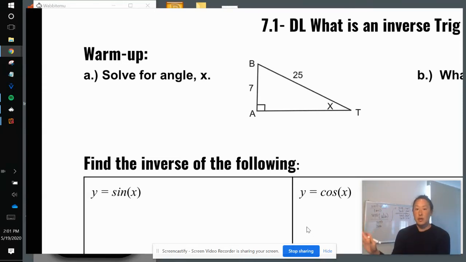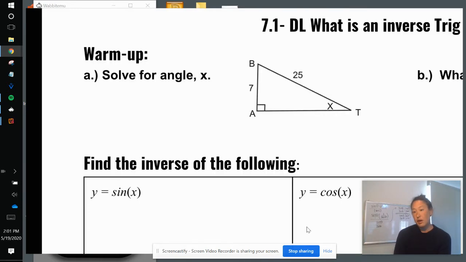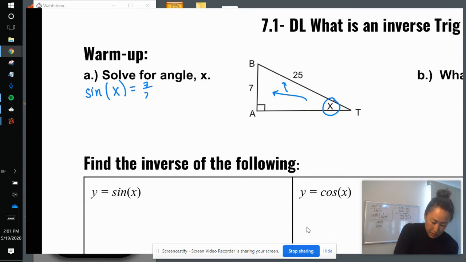Hi. So we're going to solve for x using inverse trig, which means we're going to solve for the angle that matches with our trig ratios. So I'm going to solve for x here. I have the opposite and the hypotenuse, so I'm going to use sine: the sine of x is equal to the opposite over the hypotenuse.